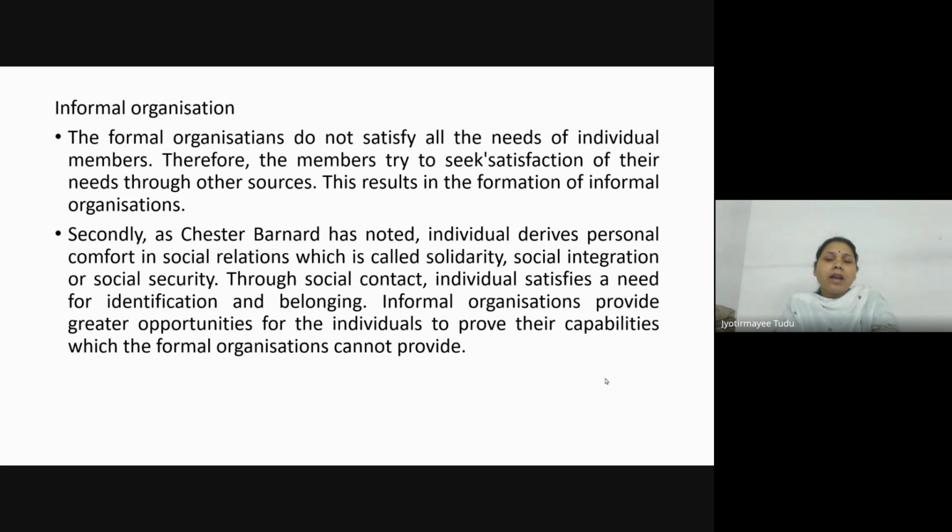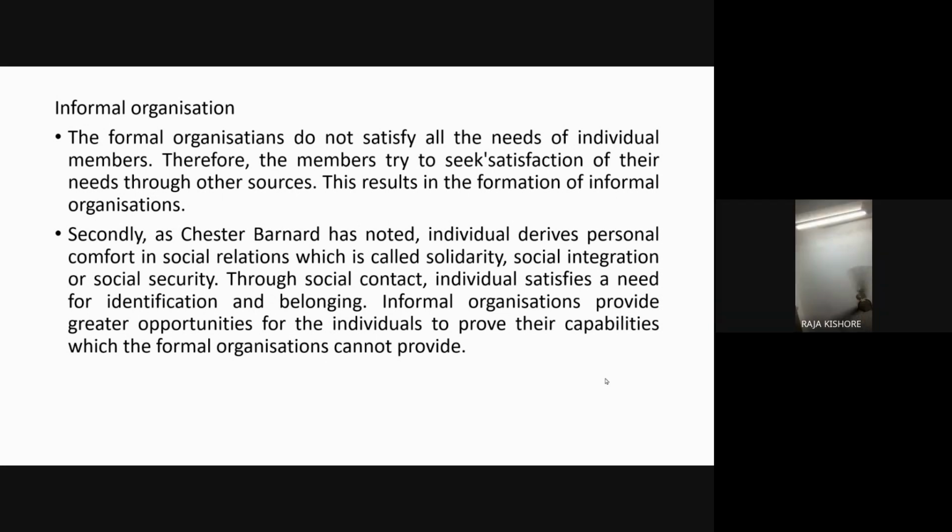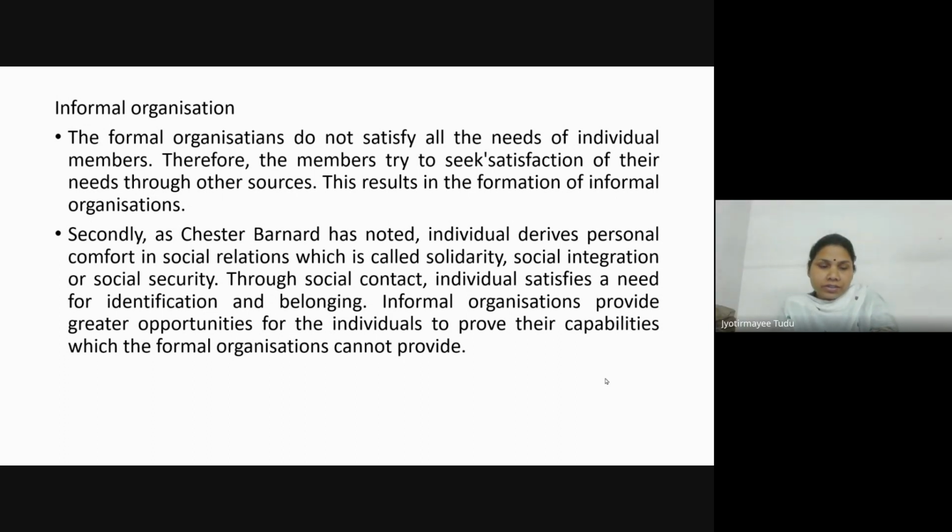Like Chester Barnard has noted, an individual derives personal comfort in social relations, which is called solidarity, social integration, or social security. So through social contact, an individual satisfies a need for identification and belonging. Informal organizations provide greater opportunities for individuals to prove their capabilities, which the formal organization cannot provide.